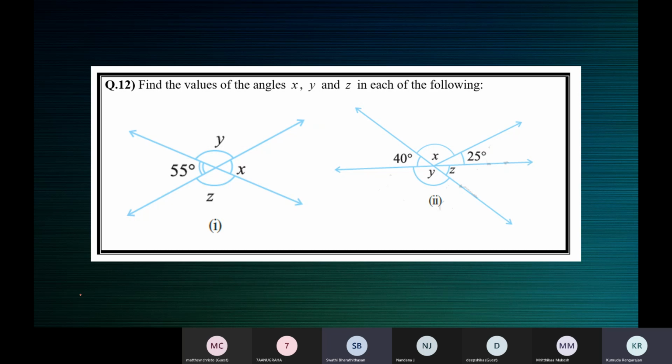This figure I took from NCERT, but there's something wrong with it. It doesn't look right. Let me just check this figure, because this is a straight line. If this is 40 and this is 25, and this angle will be 115.